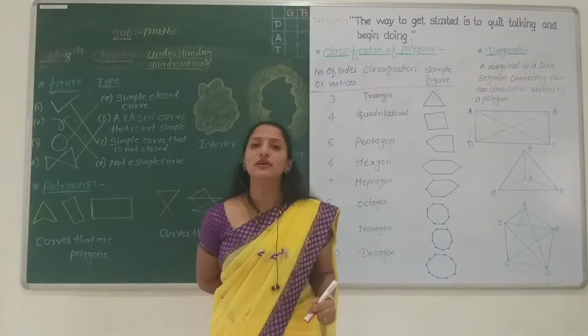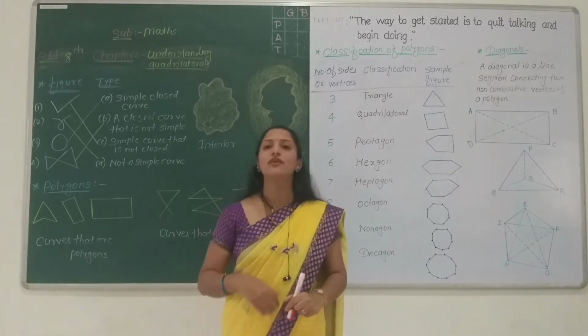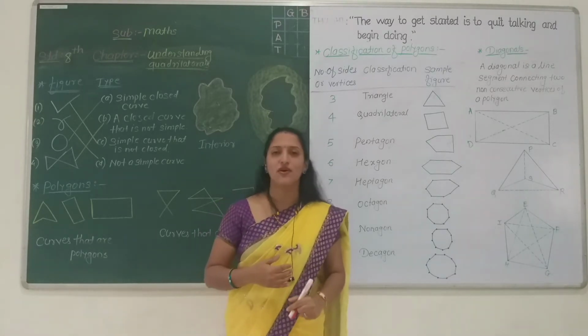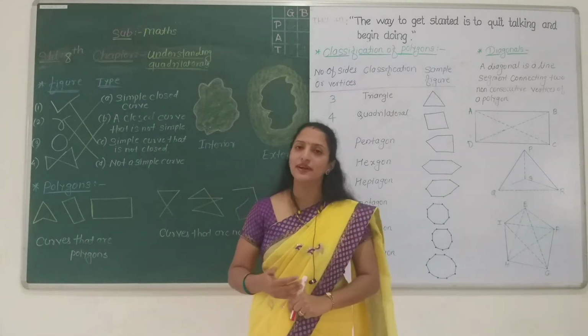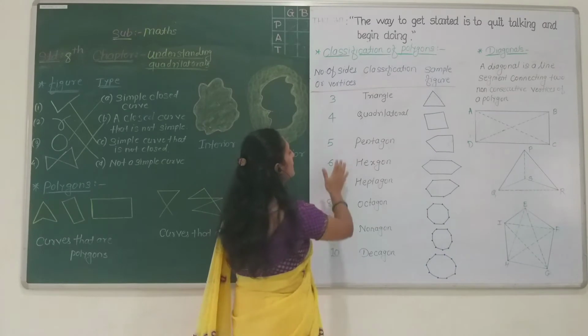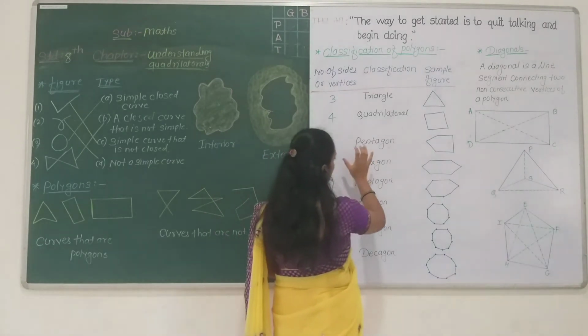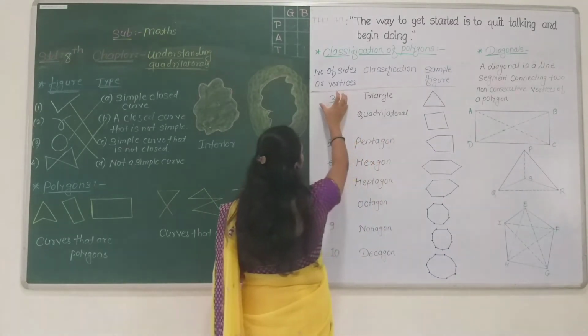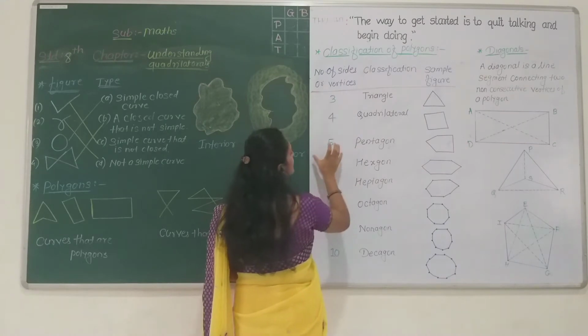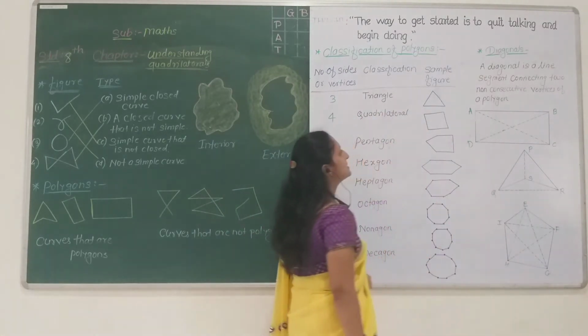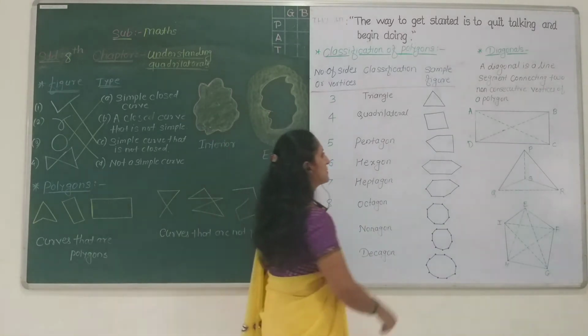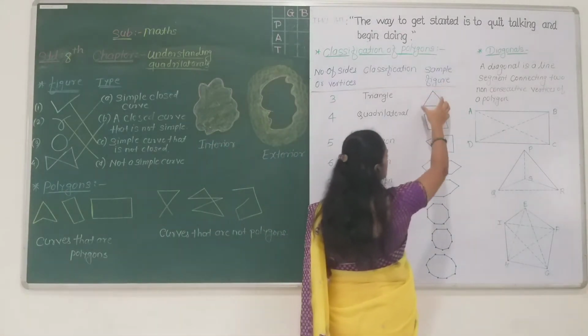Okay, according to the number of vertices or number of sides of a polygon, polygons are classified into different categories. Now look at this chart. This chart has three columns. The first one is number of sides and vertices, the second one is classification, and the third one is sample figure. Now first look at the column sample figure.